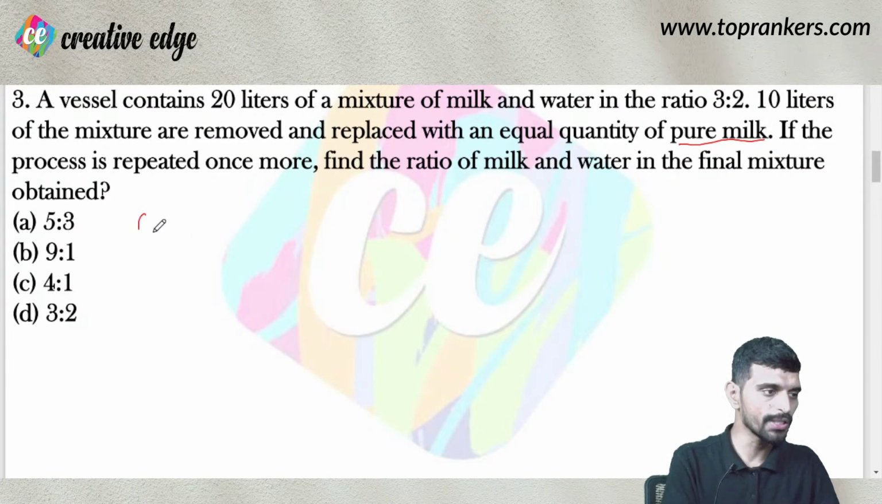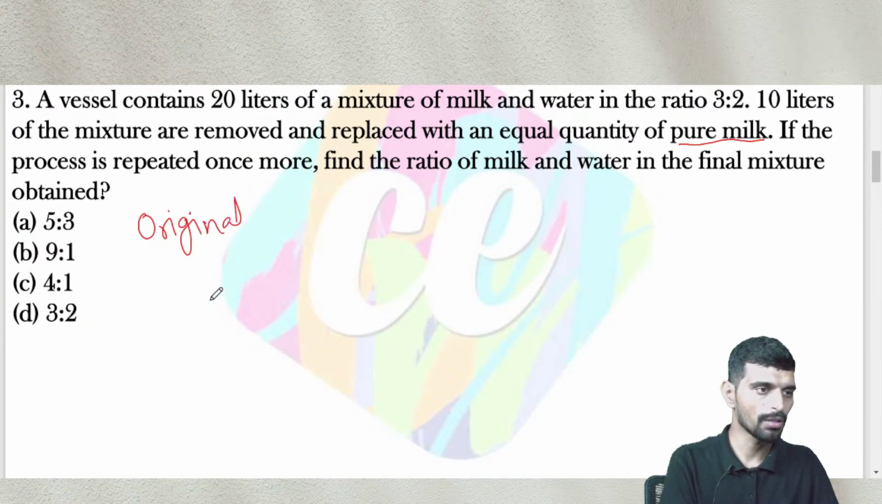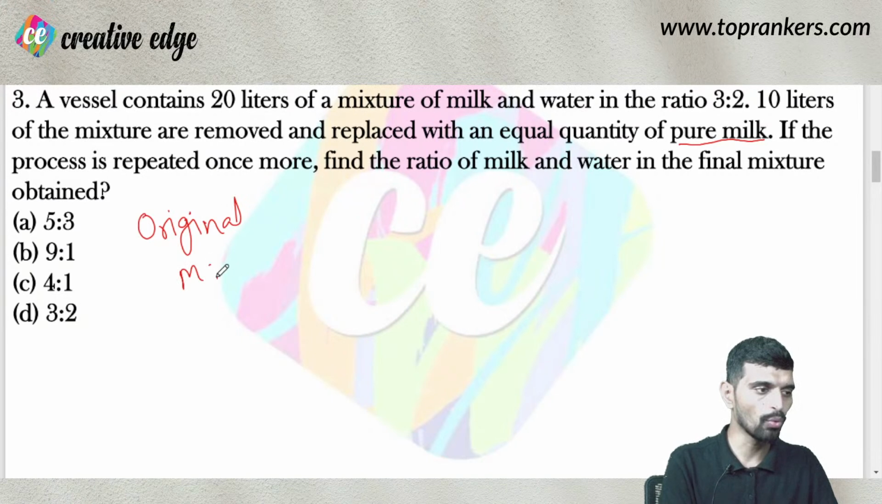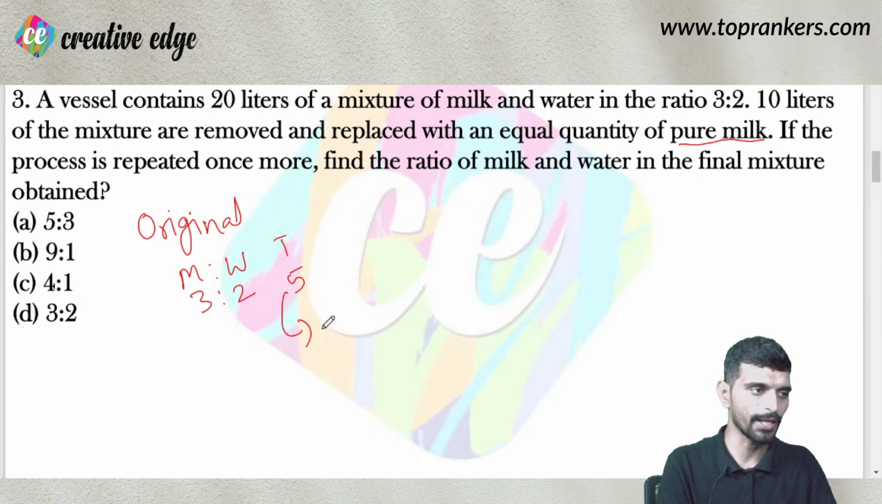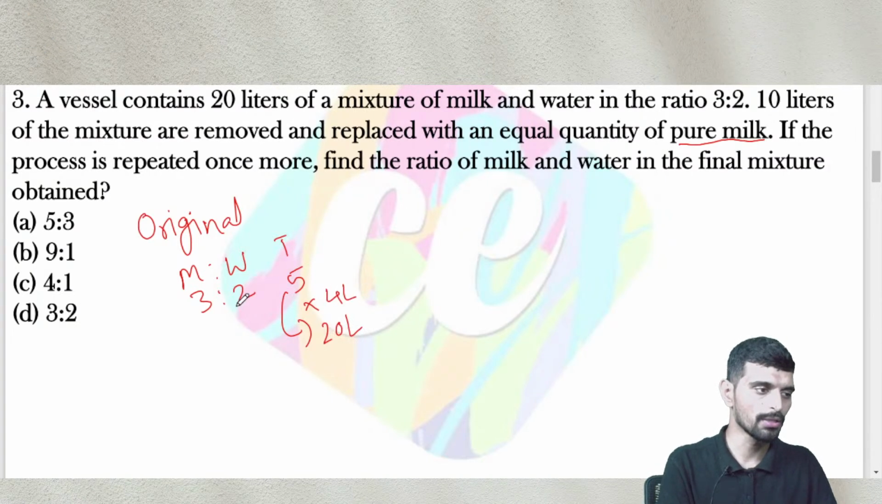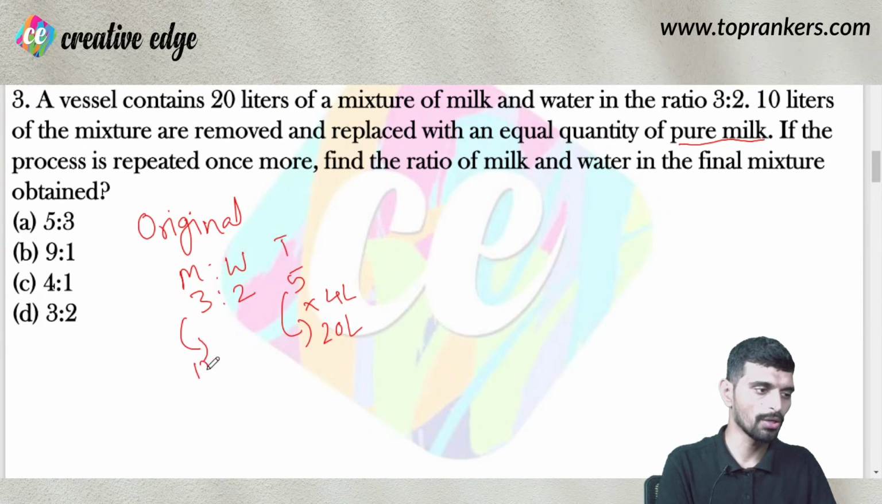So in the original mixture, milk and water were in the ratio 3:2. The total quantity on the ratio scale will be 5, but in reality it was 20 liters. So the multiplier will be 4 liters. So in the original mixture, 12 liters of milk and 8 liters of water were present.